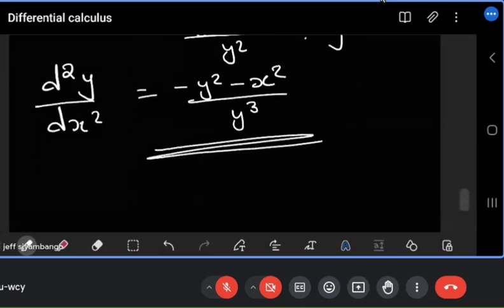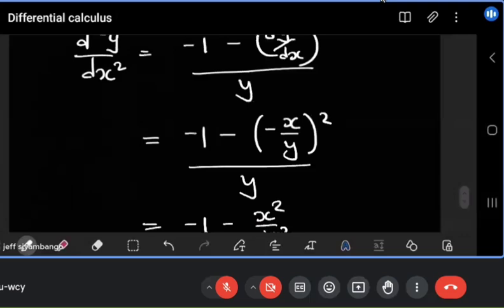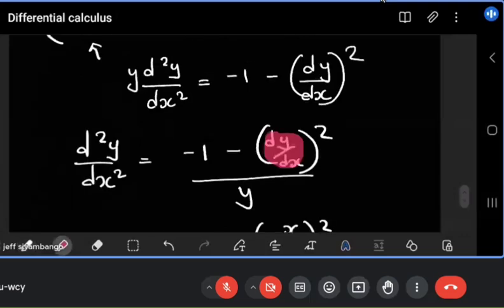So basically, this is how we do it. It's a little bit messy, but this is how it goes. What I wanted to just highlight the most is how we handle the first derivative when it shows up in a second derivative. We basically just substitute what the first derivative was when we found it.